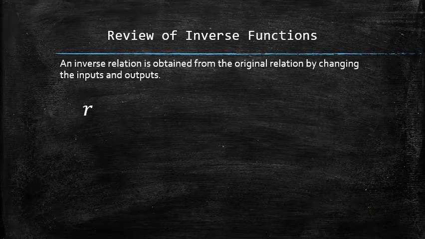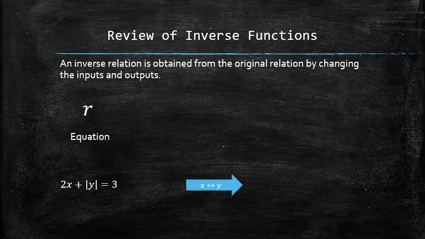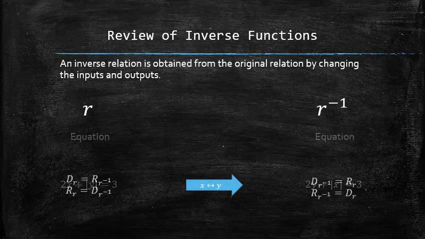For a relation R given by an equation, we can easily switch the inputs and outputs to obtain the inverse relation of R. Easy to notice that regardless of how the relation is given, when finding its inverse, the domain of the inverse is the range of the original relation, and the range of the inverse is the domain of the original relation.